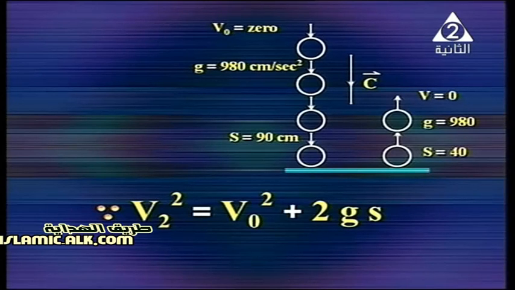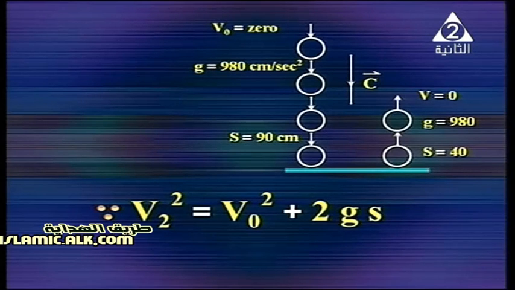We use the third rule of Newton's law: V square equals V naught square plus 2GS. Why? Because when the rubber ball is dropped and falls on the surface, the magnitude of G is positive. But when the rubber ball rebounds up, then G is negative. V square equals V naught square plus 2GS.